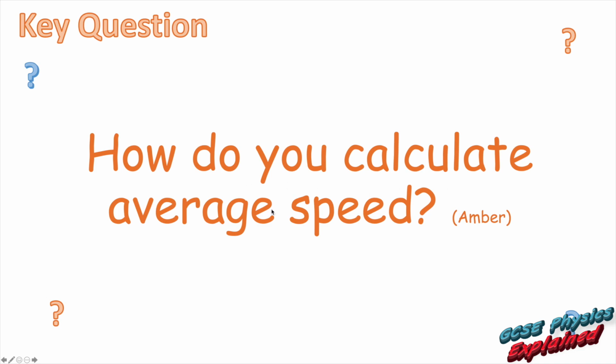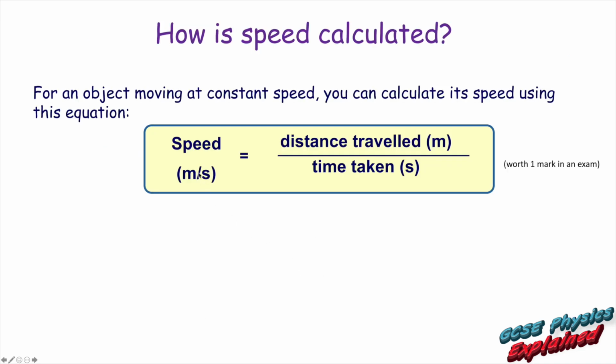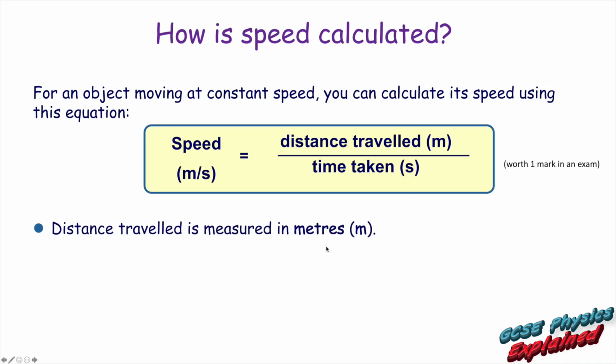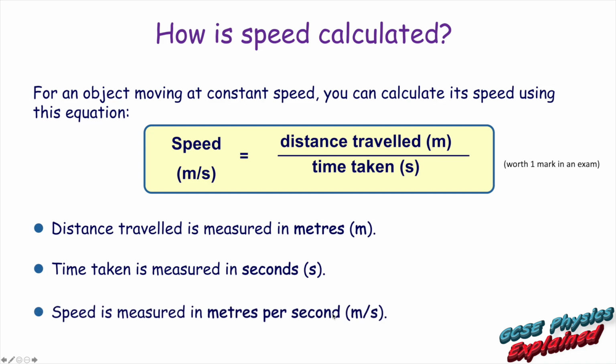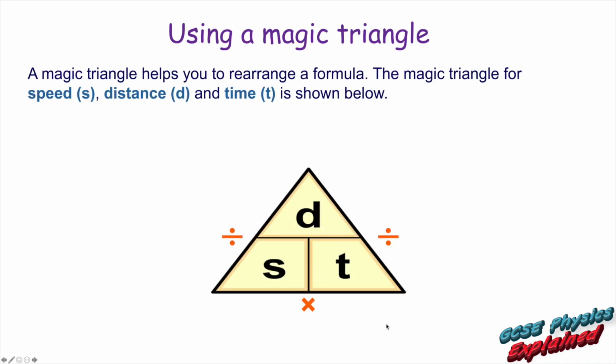How do you calculate average speed? Right, so speed is the distance over the time. So average speed will be total distance divided by total time. 1 mark in an exam if they do not give you that equation. Distance is usually measured in meters, time is measured in seconds, so speed is in meters per second usually.